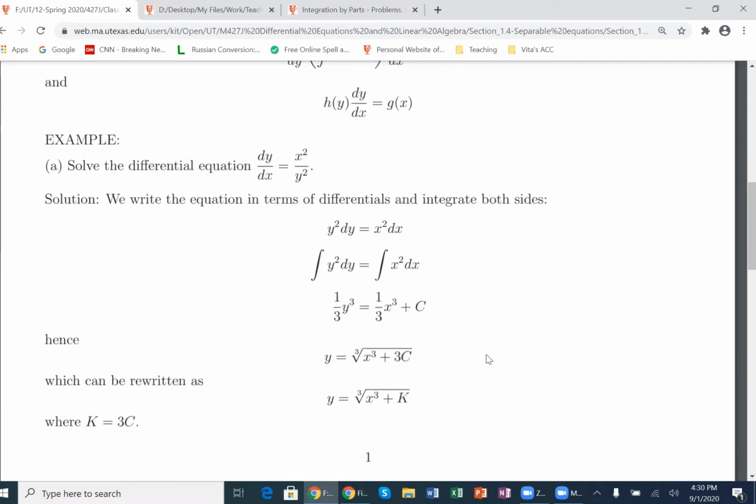So, Professor, in the cubed root, we could either write plus k or plus 3c? Yes, absolutely. So here you can jump from here to here immediately. Y is equal to cubic root of x cubed plus k. Just don't put here plus c. If you put here plus same c as before, this is a mistake. Okay, thank you. Any other questions?